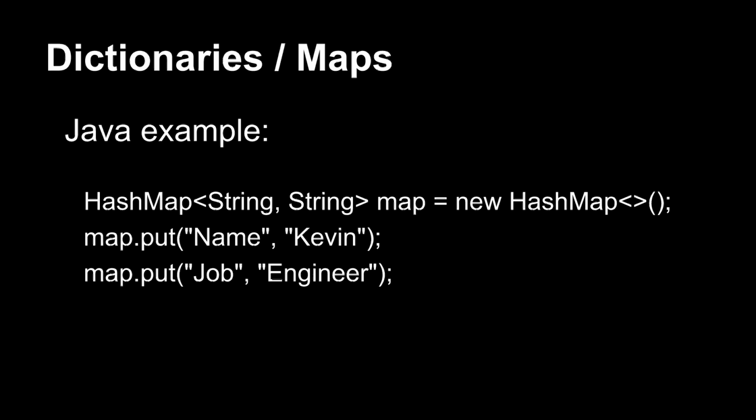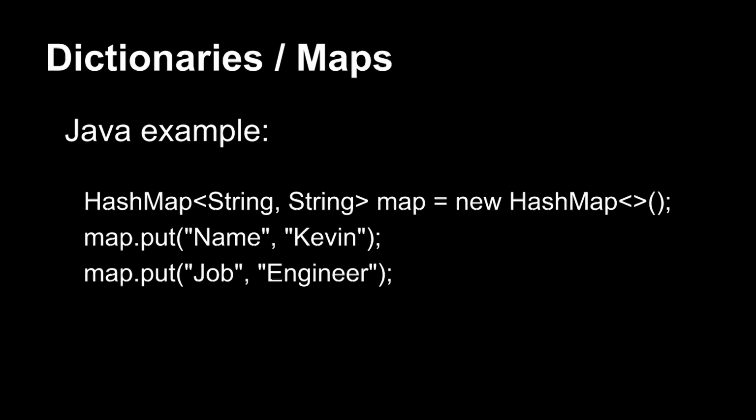So here's an example in Java. Probably the most common map implementation within Java is the hash map. And you'll see that in this example, we set a new hash map called map, and we say that the key is going to be a string and the value is going to be a string. Often the key will be a string or an integer, something that's very easy to decipher. And the value can be really anything.